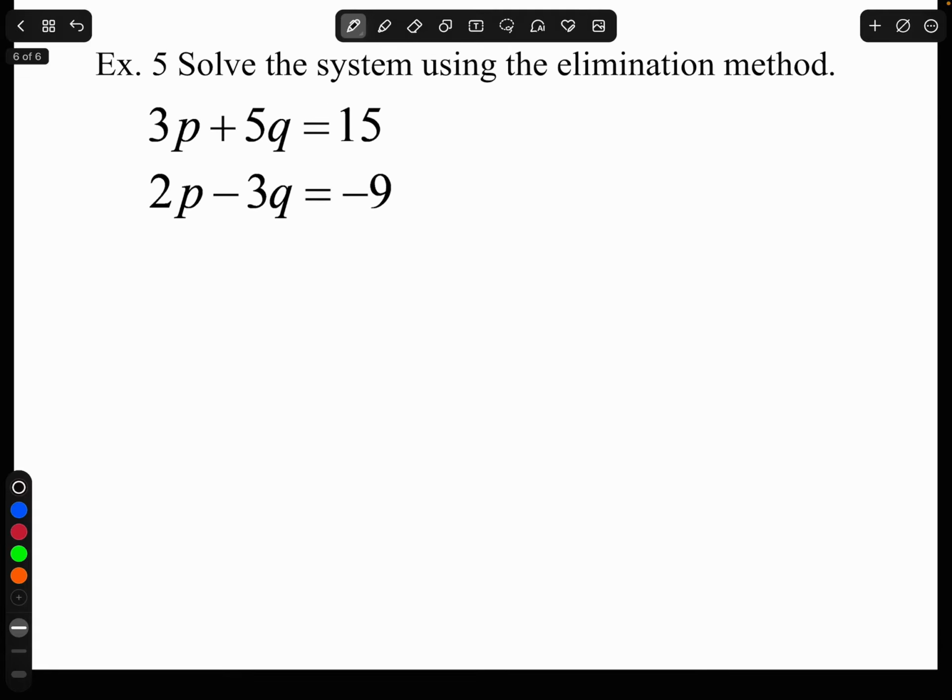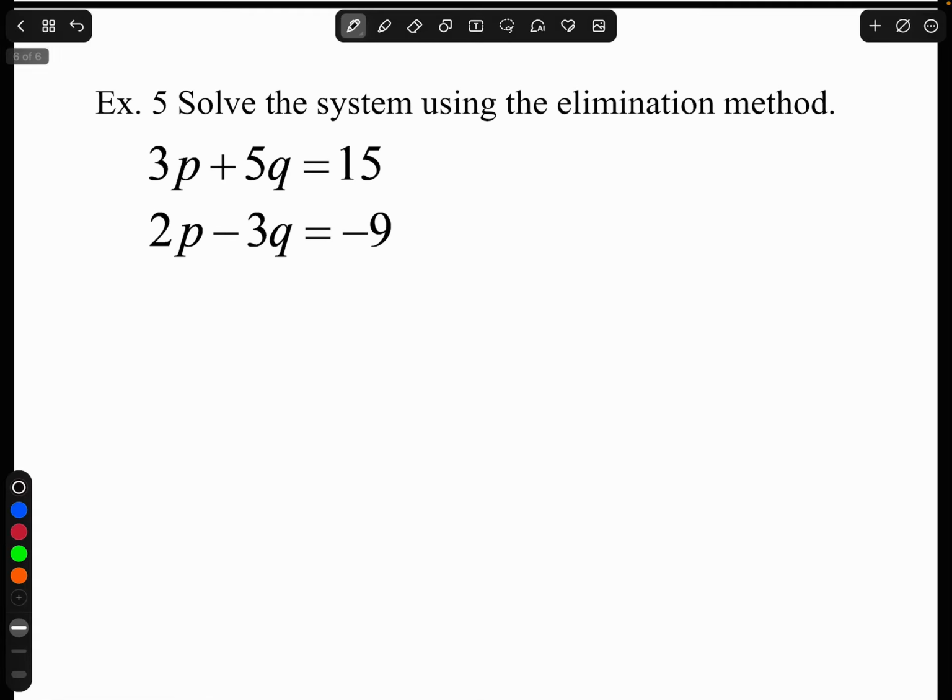All right, last one we got here is example 5. Again, they want us to solve this system using elimination. So when we look at this one, the way it's set up, if we tried to add it the way it is, would anything cancel out? Would the p's or the q's cancel out? In this case, no. So we are going to need to alter one of these equations, or both. You could do either way, just so that when we add them together, something cancels out.